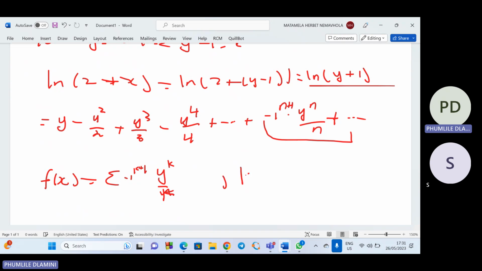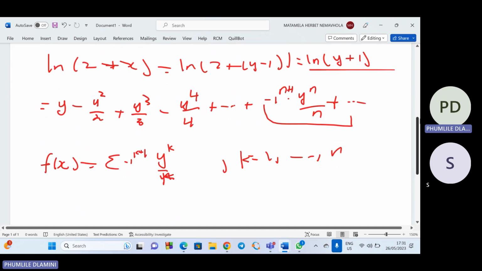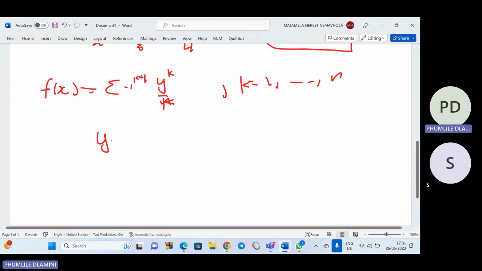Whereby our k equals to what? Equals 1 to n. So now we have this. It means that our function, remember, is in terms of y, and our y equals x plus 1. So where there is y, we are going to substitute x plus 1.